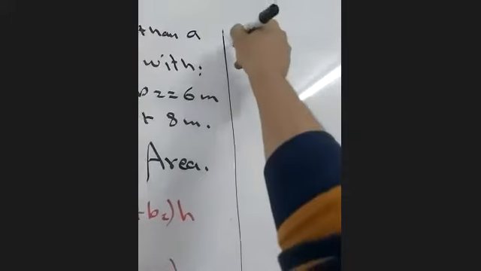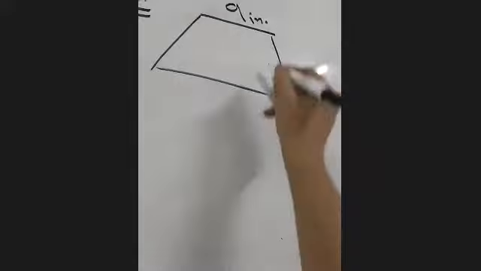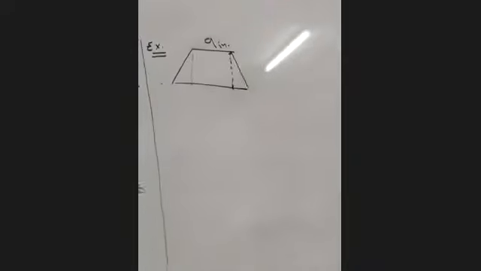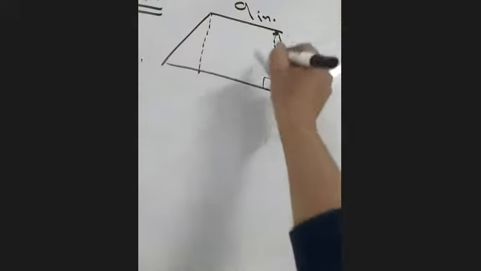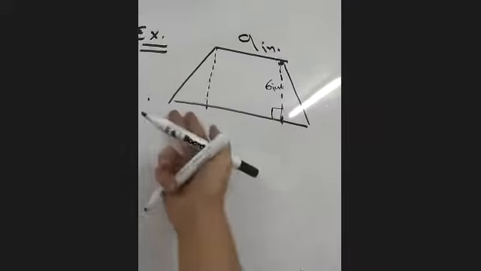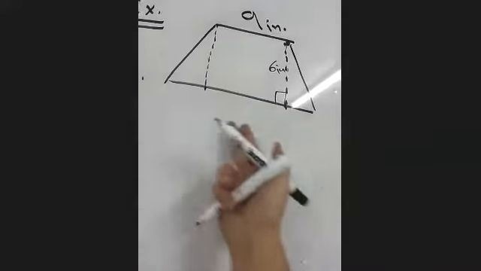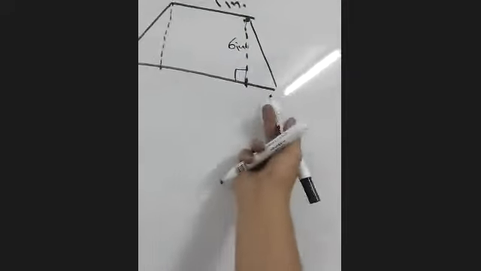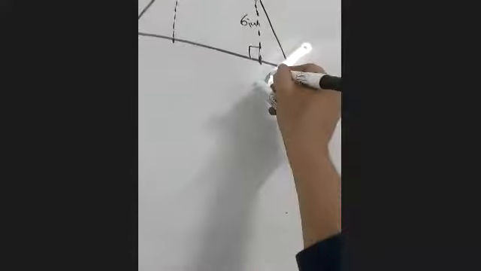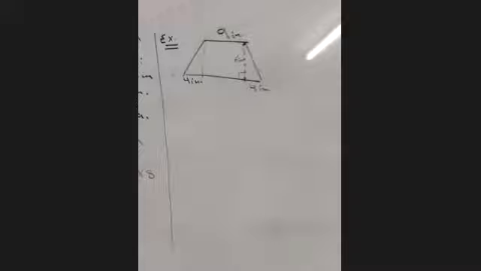Let's take another example. If we have this trapezoid here, with 9 inch, look here guys, focus, here 9 inch is base 2, and the height is given 6 inch. They didn't give us the whole base, but they gave me these two parts here and here. Here we have 4 inch, and here we have 4 inch also, and we want to find the area of this trapezoid.